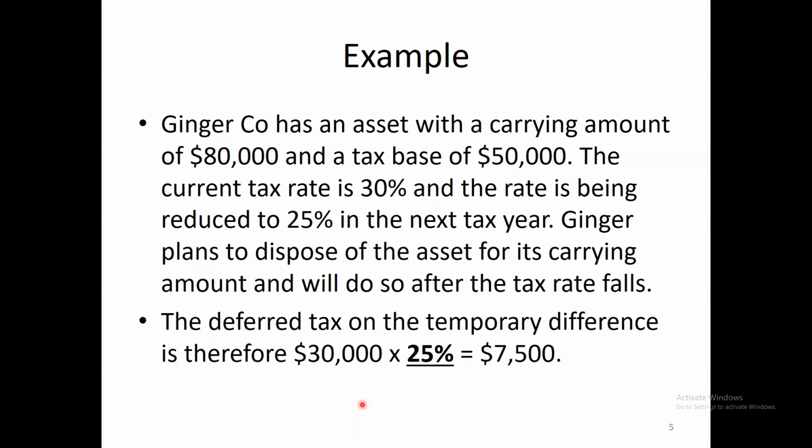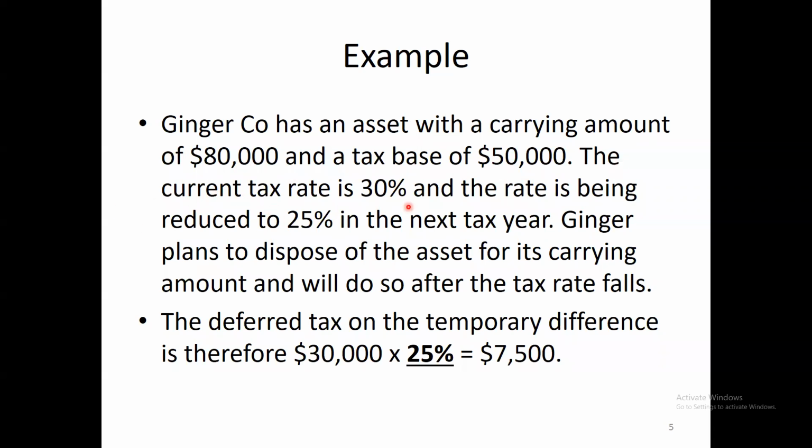Example. Ginger Co. has an asset with a carrying amount of $80,000. Carrying amount is 80,000 and the tax base is 50,000. What's the temporary difference? How much is the temporary difference? Any answers? 30,000. Yes, 30,000. Good.